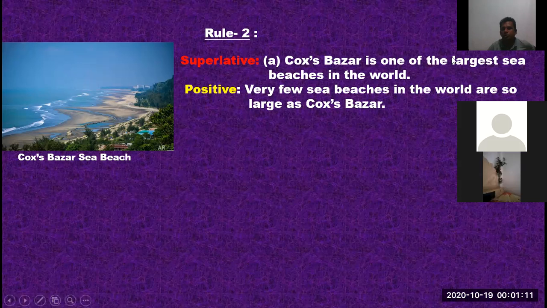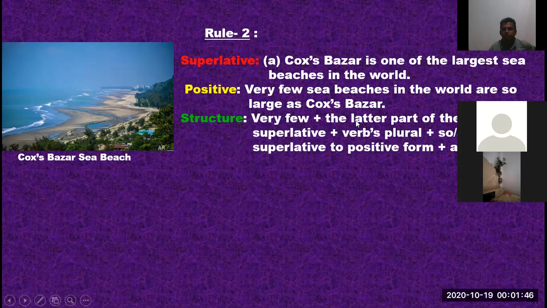That is, if we put only the before the superlative, it will be rule 1, and if there is one of the before the superlative, it will go to rule 2. So if before the superlative degree we put one of the, then start the positive degree with very few, and if there is only the before, then we should put no other at the beginning of the positive degree.